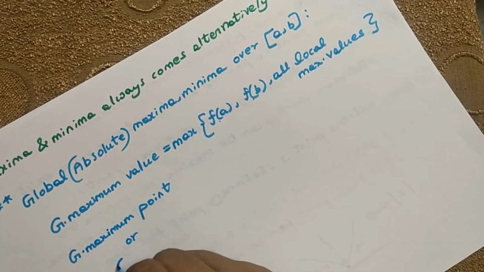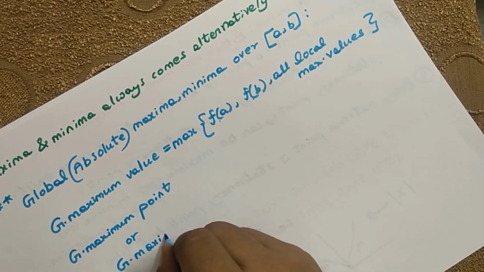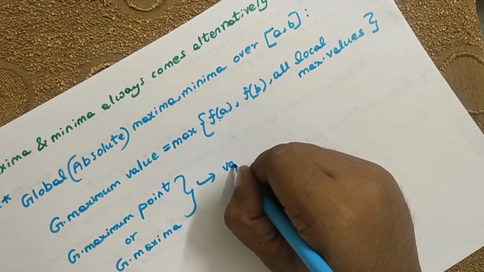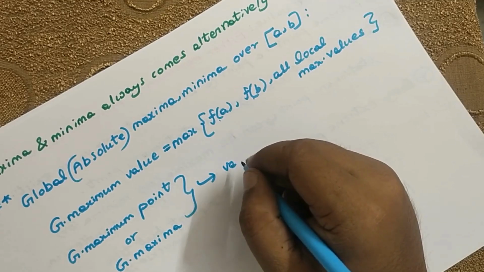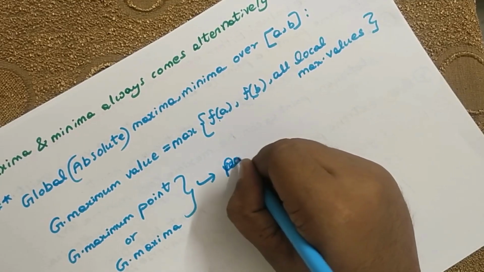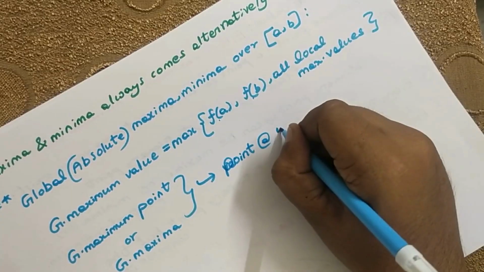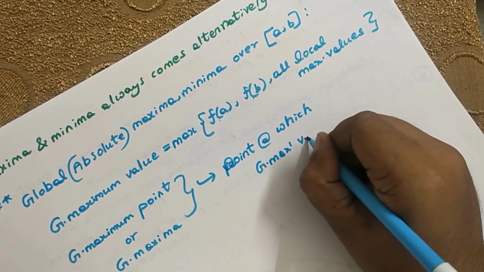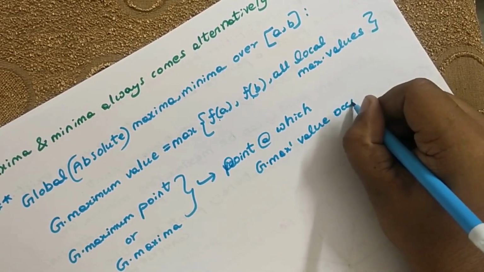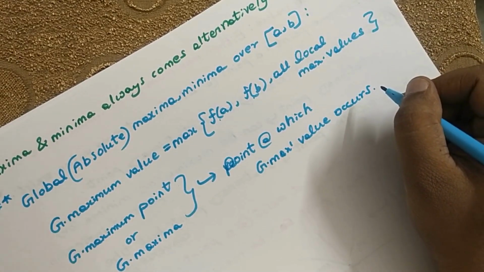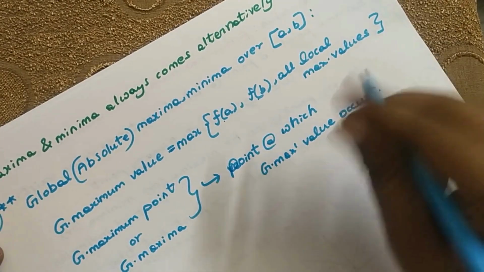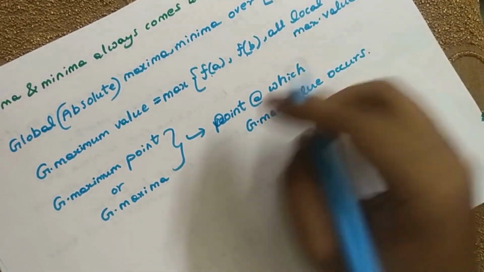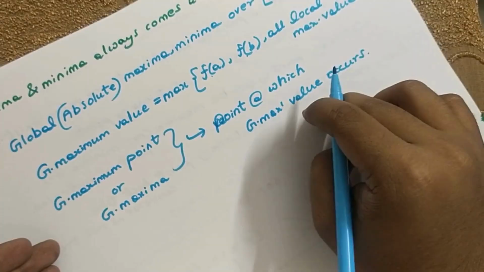or we can call this global maxima. So it is nothing but a value of x corresponding to a global maximum value, a point at which the global maximum value occurs. That's it. So the point corresponding to the global maximum value is nothing but our global maximum point or global maxima simply. Similarly, global minimum is the minimum of f of a, f of b and all local minimum values, and similarly global minima is the point at which the global minimum value occurs.